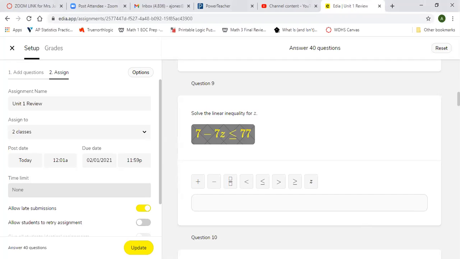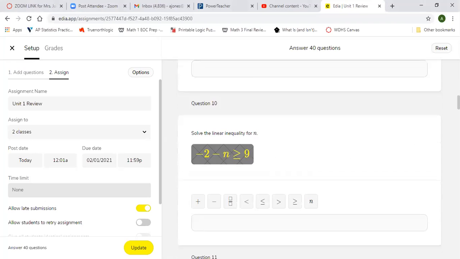Look at your next one. It's kind of the same thing, but I'm going to go ahead and do it again. -2 minus n is greater than or equal to 9. What's on the same side as n but not with it? How do I get rid of a -2? Add 2. So your 2s cancel out. You have a negative n that you're bringing down, greater than or equal to 9 plus 2, which is 11.